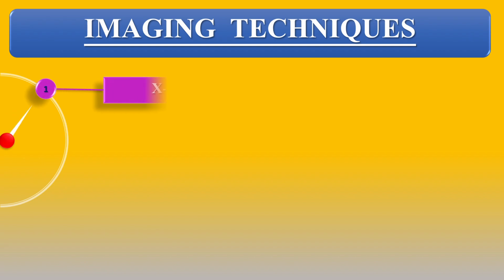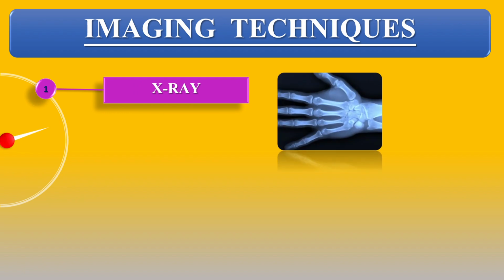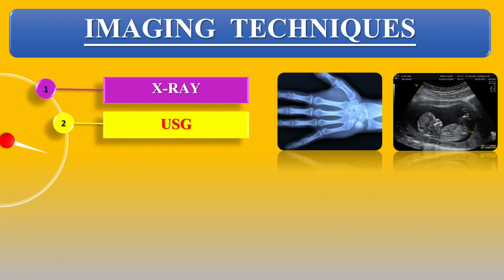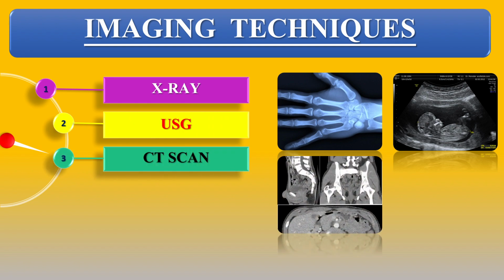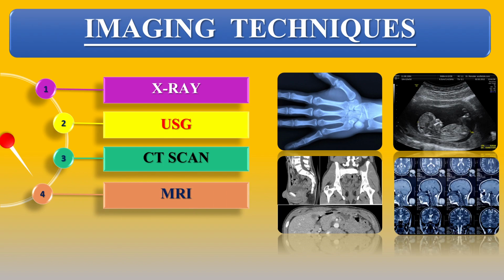So, what are these techniques? We will discuss X-ray, USG, that is ultrasound, CT scan, and MRI. We will compare all these techniques in different aspects, like which type of radiation or which type of technology they use, which of them are most economic, which of them are costly, and what is the quality of their scans. So let's begin with X-ray.